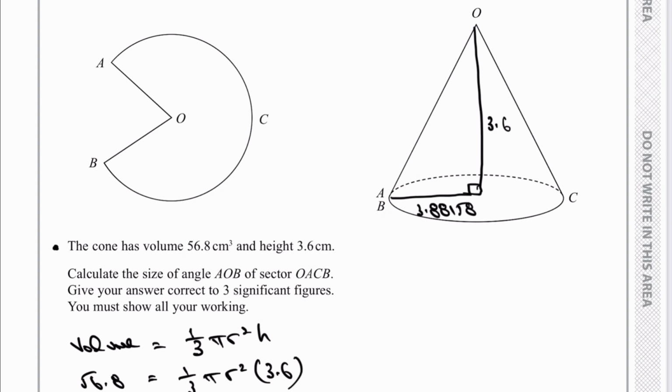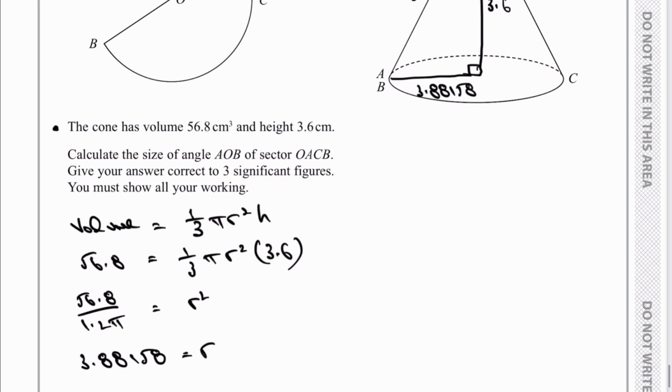Well, guess what? Now it allows me then to use Pythagoras to figure out this length here. The reason I want this length is because it's exactly the same as the radius of the sector. It's a little bit difficult maybe to imagine, but if you take that sector and make it into the cone, then AO is actually going to be the side of the cone. So therefore we can use Pythagoras.